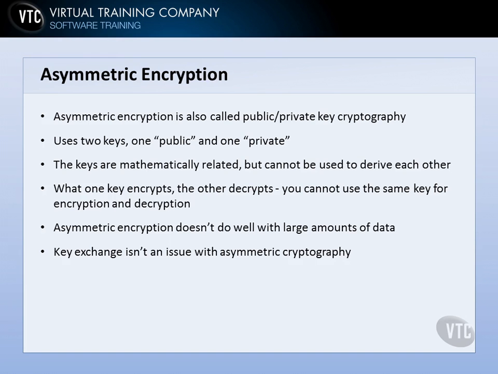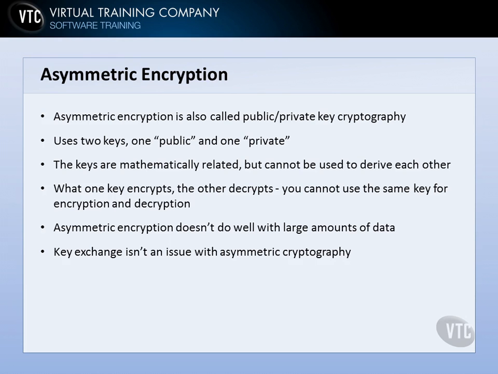Now, one thing about asymmetric keys is what one key encrypts, the other decrypts. You can't use the same key for both encryption and decryption. In other words, if I encrypt with the public key, the only key that can decrypt that is the private key, and vice versa. If I encrypt with the private key, the only key that can decrypt is the public key. Now, asymmetric encryption does not do well with large amounts of data. It's really good for very small pieces of data. Later on, we'll see why that's actually an advantage when we talk about combining both of these asymmetric and symmetric methods. Also, key exchange is not an issue with asymmetric.